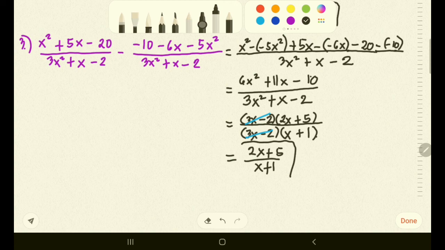Okay, to sum up, class, in adding similar rational algebraic expressions, since they are already similar, they have the same denominator, so just add the numerators directly, then over, copy the denominator, and then you simplify.